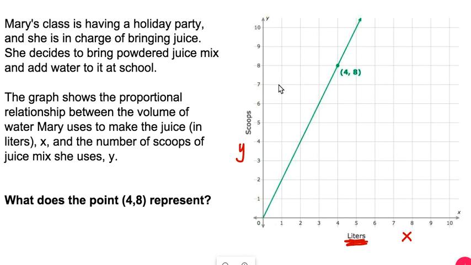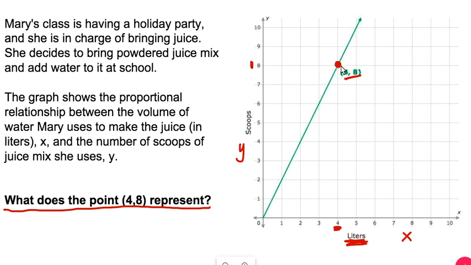So what we're looking at in our graph here is how many scoops compared to how many liters. It's kind of like if you've ever made Kool-Aid at home or the lemonade in the mix. You have a certain amount of scoops and a certain amount of water as the recipe. So what we want to know is, what does the point 4,8 represent? And it's plotted right here. So each point on this line represents something in this situation. We specifically want to know, what does this point mean? The point is 4,8. 4 liters, 8 scoops.